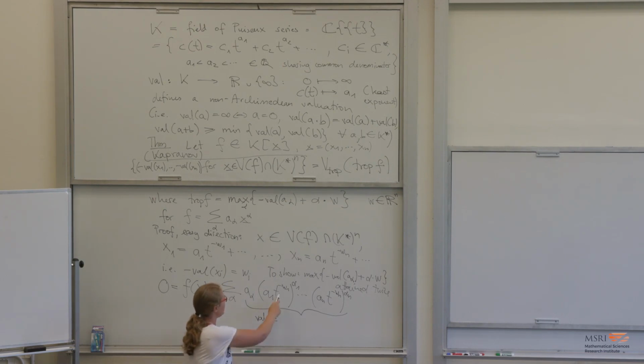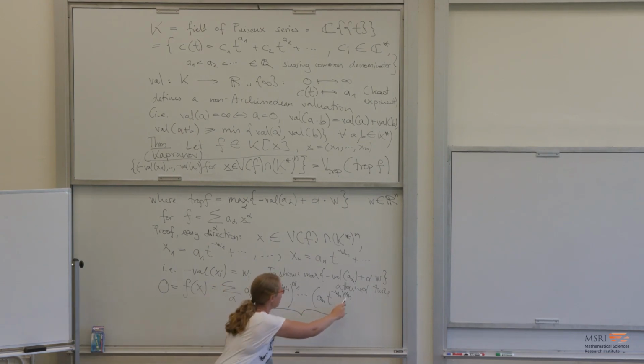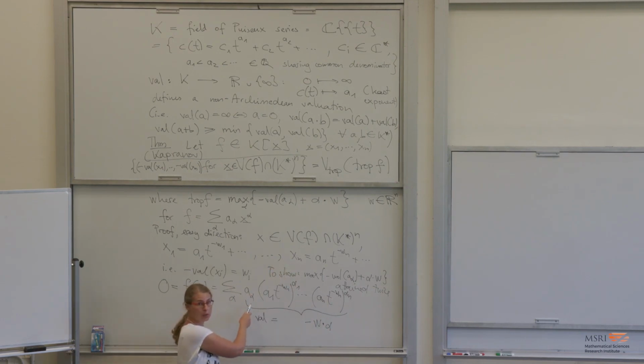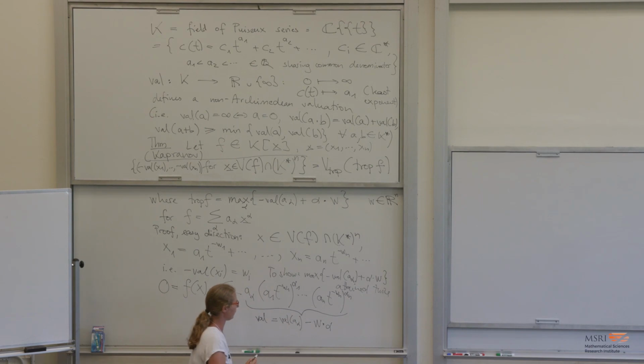What are we having? Here we're getting a minus w1 to the alpha 1, right? And then we add those all up. And so we have minus w times alpha, right? But then we also have a contribution from this coefficient here, which has some valuation. I don't know that yet, but I just write val of a_alpha, minus w times alpha. So that's the valuation of one term, okay?